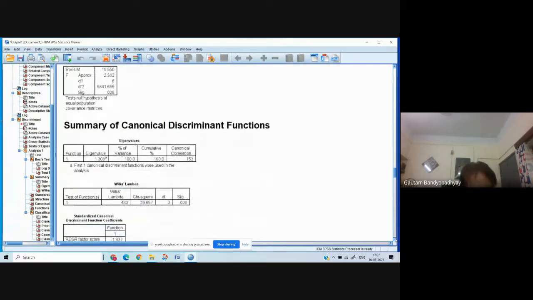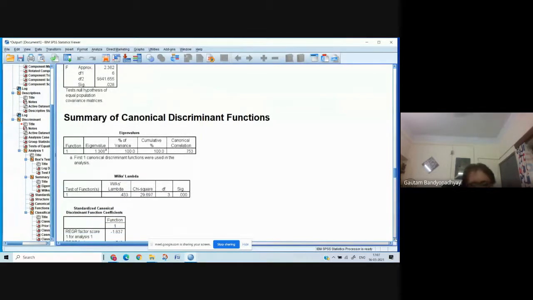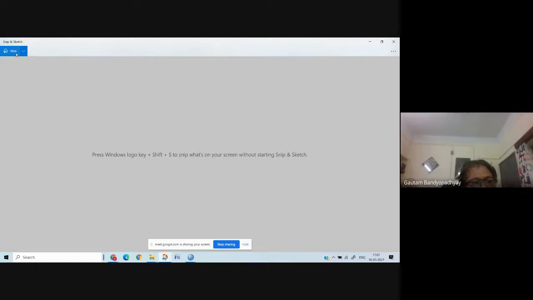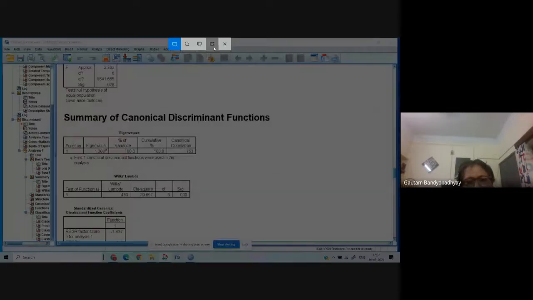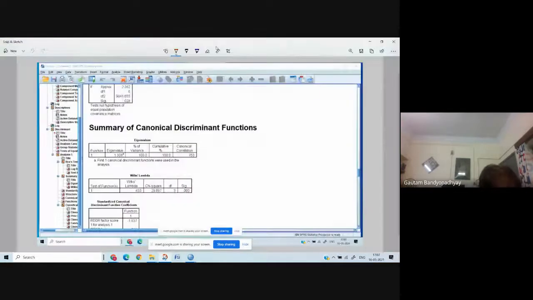Now I'm telling you, for discriminant analysis, what you have to check. First of all, you have to check the assumptions. Already I told you: assumption of normality, assumption of outliers, assumption of multicollinearity, everything you have to check. And here this problem occurs due to multicollinearity.